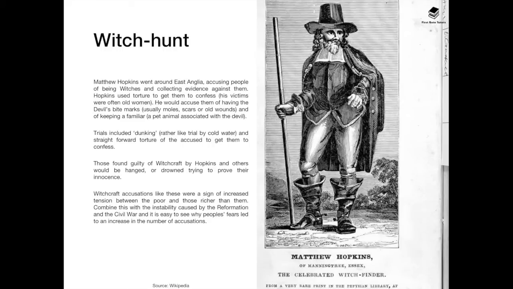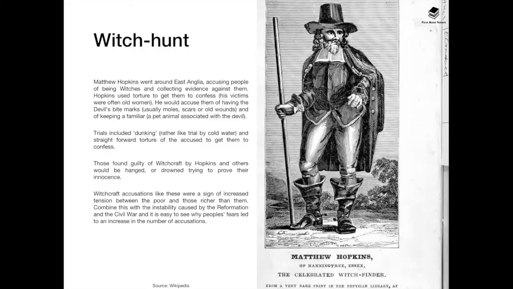Matthew Hopkins went around East Anglia, accusing people of being witches and collecting evidence against them. Hopkins used to torture them to get them to confess. His victims were often old women. He would accuse them of having the devil's bite marks, usually moles, scars, or old wounds, and of keeping a familiar, a pet animal associated with the devil.